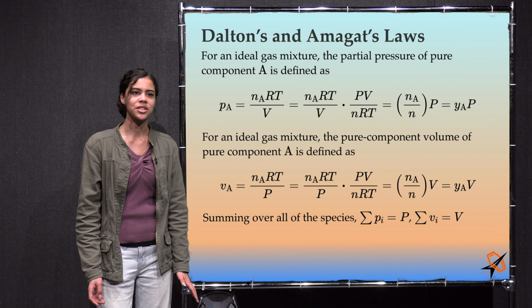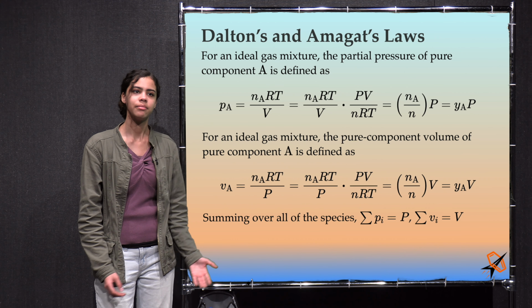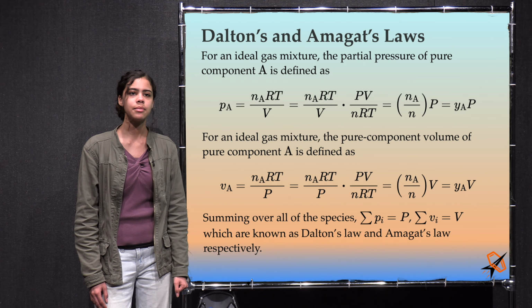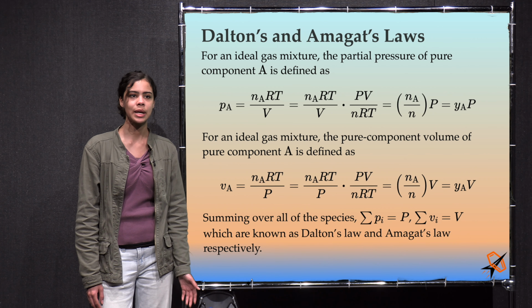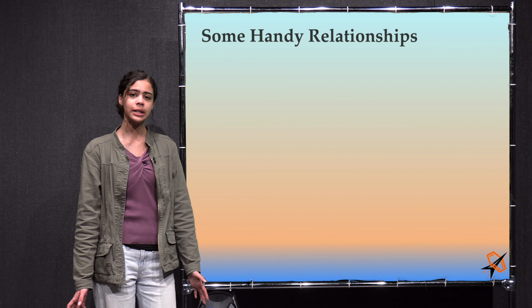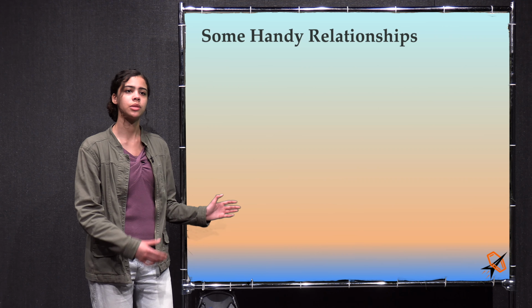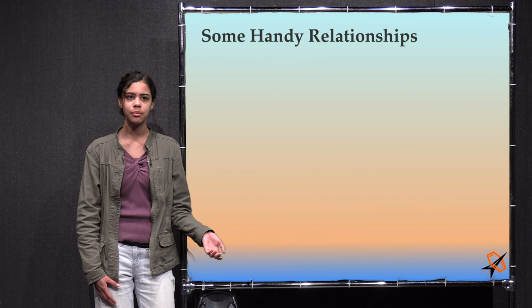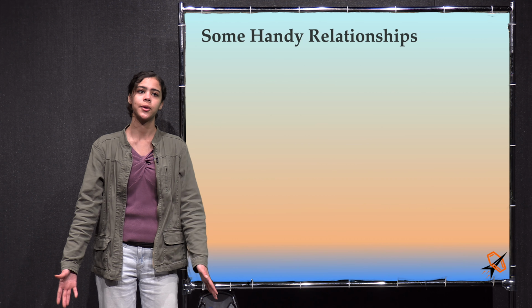The sum of the partial pressures equals the total pressure, and the sum of the pure component volumes equals the total volume. These summations are known as Dalton's law and Amagat's law, respectively. Finally, here are some handy relationships which should be obvious, but are really easy to forget under time pressure, such as on an exam or when the problem set deadline is rapidly approaching.